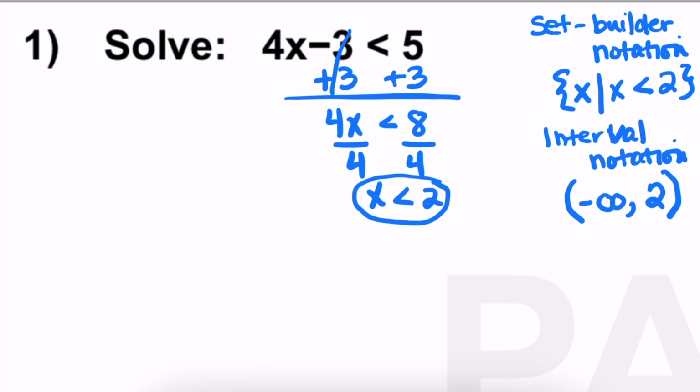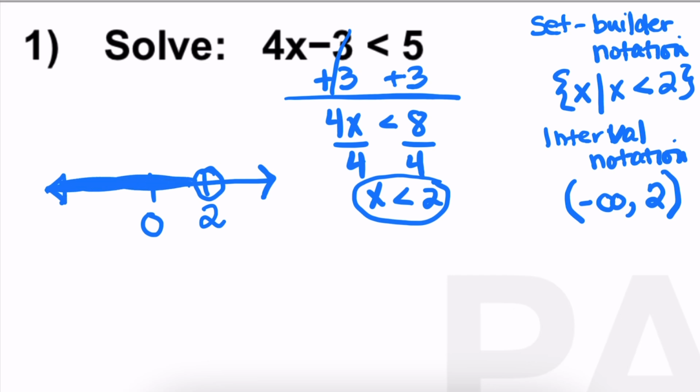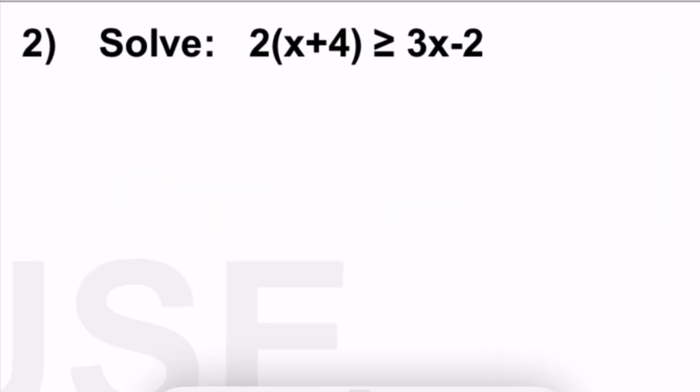And then lastly, if they're asking you to graph this solution, you have your 0, you have the number 2, the less than symbol says you have to have an open circle, and it says the x values are less than 2, so you would shade to the left. And you're done.